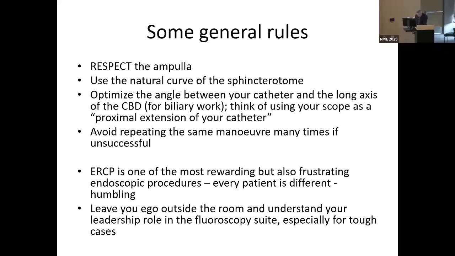So some general rules. Certainly when I teach, I say you have to respect the ampulla. It can be your friend, but it can be your big-time enemy. Once you have pancreatitis, we have very little we can do to minimize the severity of the pancreatitis. So you want to avoid it. You have to respect the ampulla at all times. Use the natural curve of the sphincterotome, as we said. Optimize the angle between your catheter and the long axis of the bile duct, particularly for biliary work. And what I suggest sometimes, you think of using your scope as a proximal extension to your catheter. I think you heard this when there was a sphincterotomy being done by torquing the scope, which is certainly the way I do it as well. So something to keep in mind, and avoid repeating the same maneuver many times if unsuccessful.